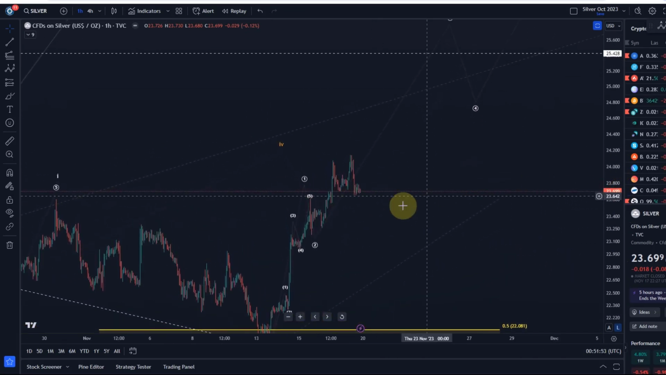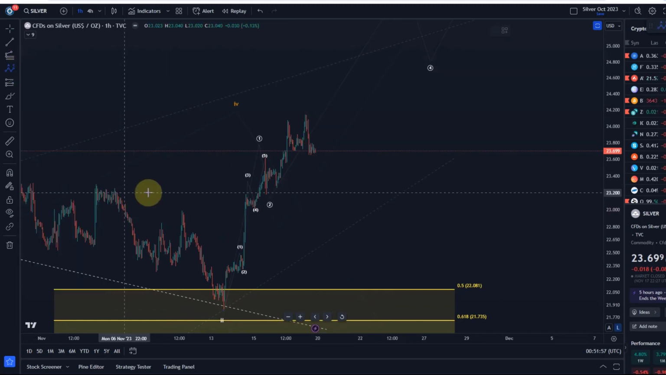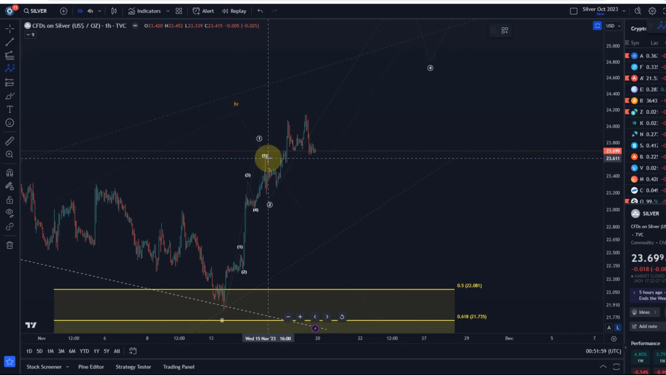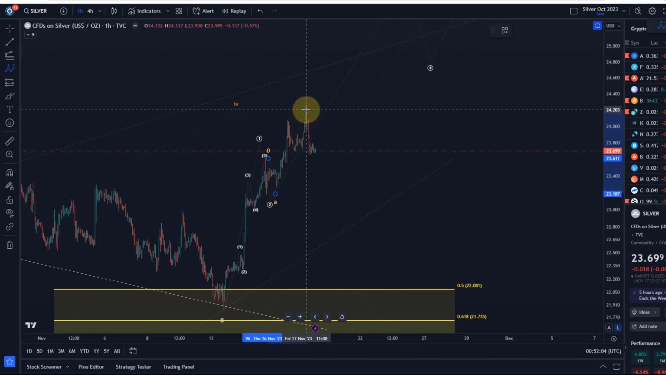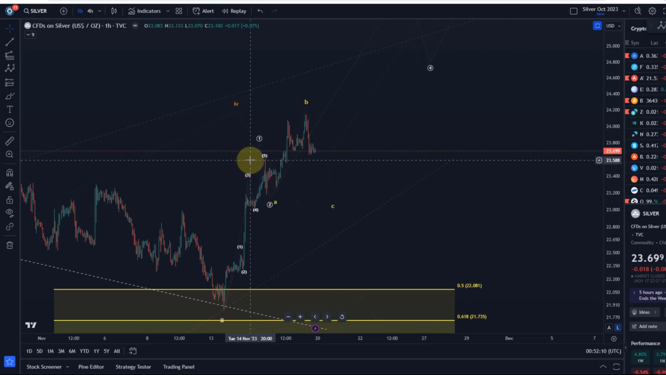If we now get a bit of a pullback, we are dealing with an ABC structure. So I have to count this as an A wave down, an overshooting B wave, and then the C wave down is still missing. I will leave that in the yellow count. Yeah, that's possible.